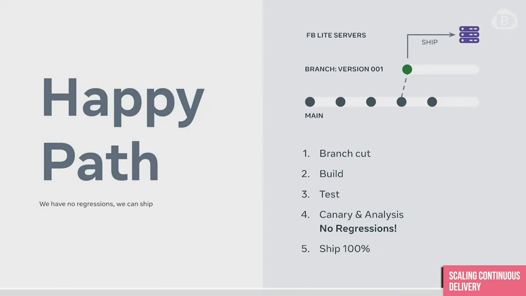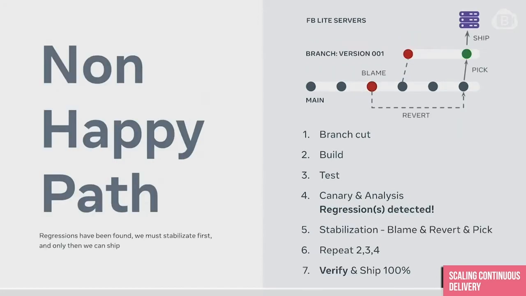We have another term, which is a non-happy path. The non-happy path means we found regressions, and now we need to stabilize. And again, let's look at the diagram on the right. We have a main branch. Again, we did a branch cut. We have now a branch for version 1. We did a build, we did a test, we canary and analyzed, but we found regressions.